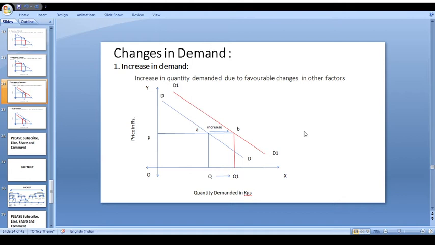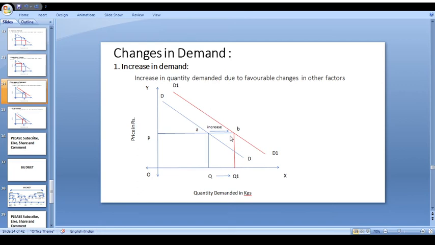It refers to an increase in quantity demanded due to favorable changes in other factors like taste, income of consumers, climatic conditions, etc., and price remains constant. The demand curve shifts to the right side of the original demand curve. This can be explained with the help of a figure as follows.